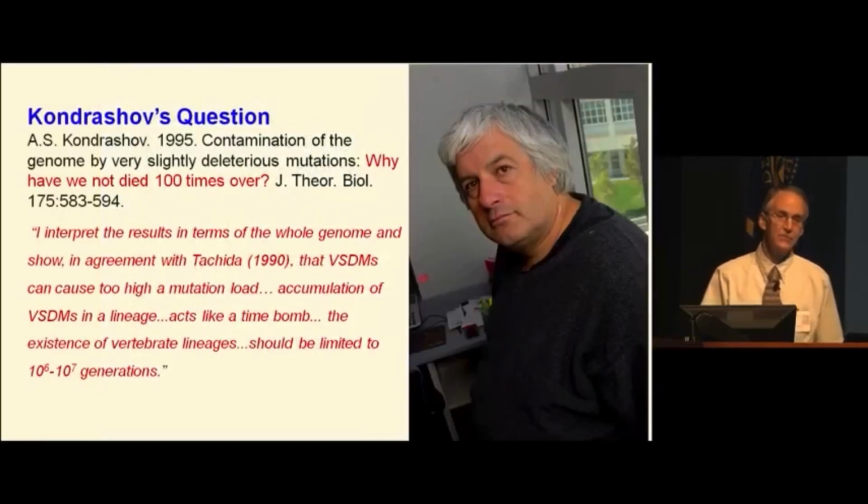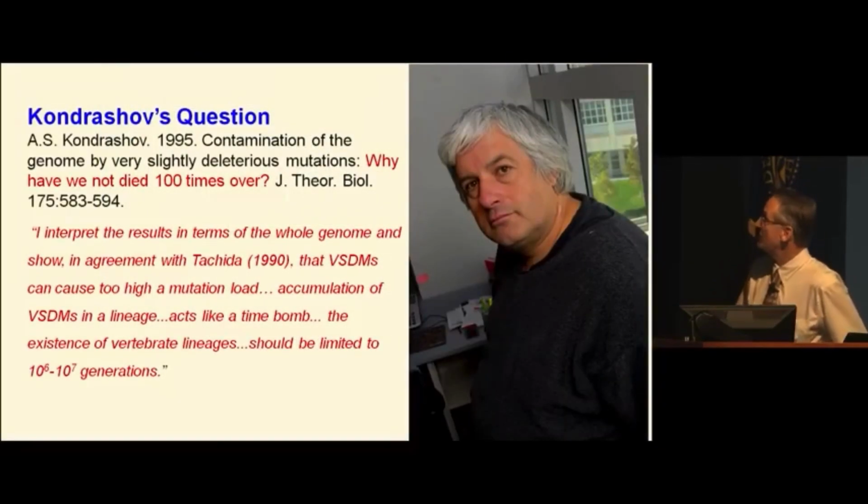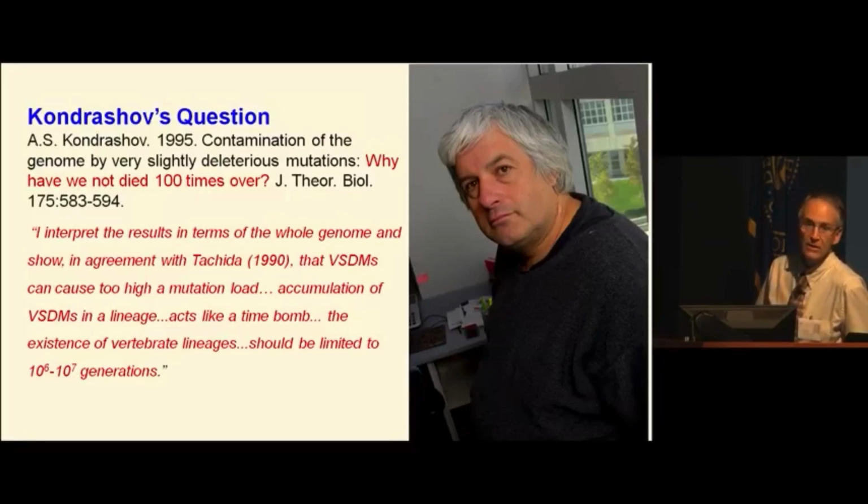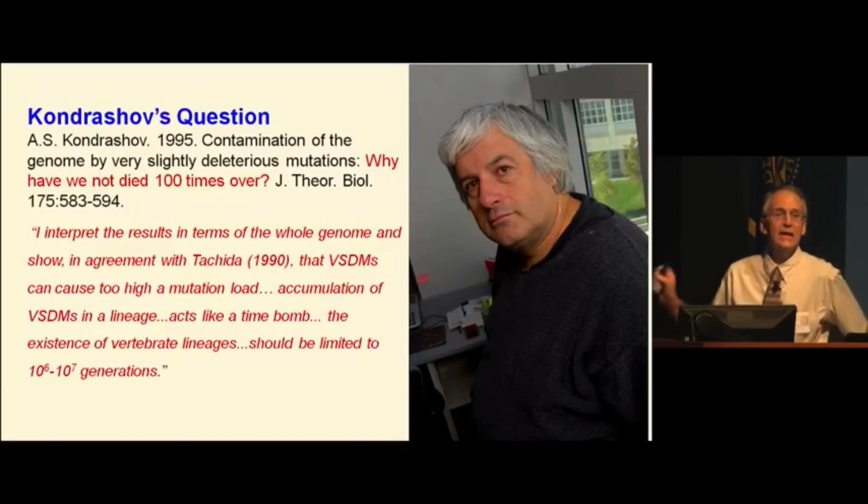Okay, so Kondrashov, who used to work here, wrote a paper, and the subtitle is, Why Aren't We Dead 100 Times Over? And so he says, I interpret the results in terms of the whole genome and show, in agreement with Tachida, that VSDMs, very slight deleterious mutations, can cause too high a mutational load. Accumulation of VSDMs in a lineage acts like a time bomb. The existence of vertebrate lineages should be limited to like 1 million generations. So he's saying this is a huge long-term problem.